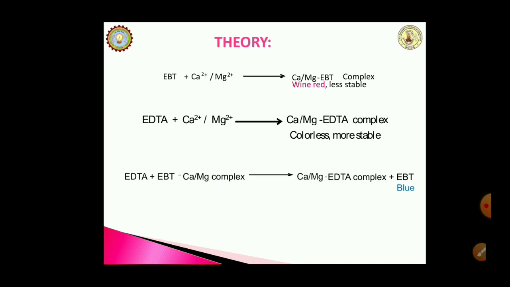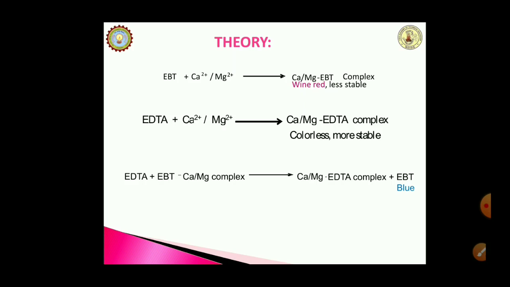After adding the buffer solution, when the pH is established at 10, we are going to add our indicator, and that indicator is EBT. Upon the addition of EBT, there will be a wine red coloration in the reaction flask, and that is due to the formation of the calcium or magnesium EBT complex. The calcium or magnesium EBT complex is slightly less stable than the second complex which is going to form in this titration. Once we get the wine red color solution, we will begin our titration with EDTA, which will be filled in the burette.